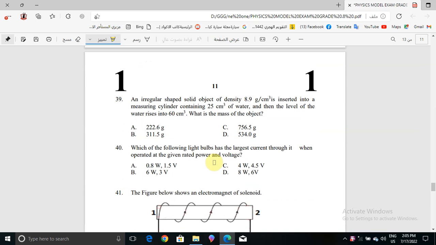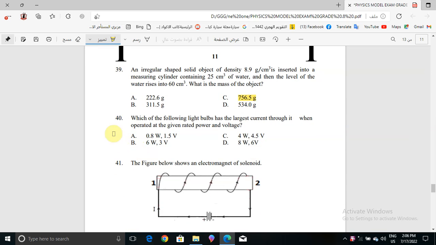Okay, now question number 39. A regular shaped solid object of density 8.9 gram over centimeter cube is inserted into a measuring cylinder containing 25 centimeter cube of water, and then the level of the water rises to 60 centimeter cube. What is the mass of the object? After adding all of them and divided by 8.9, you will get the answer 756.5 gram.